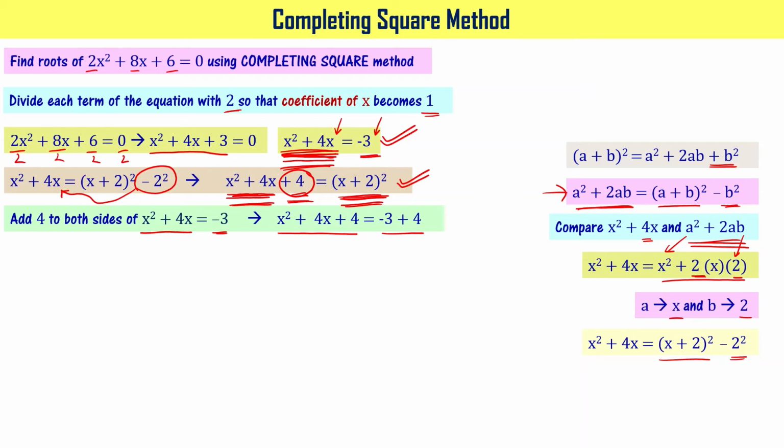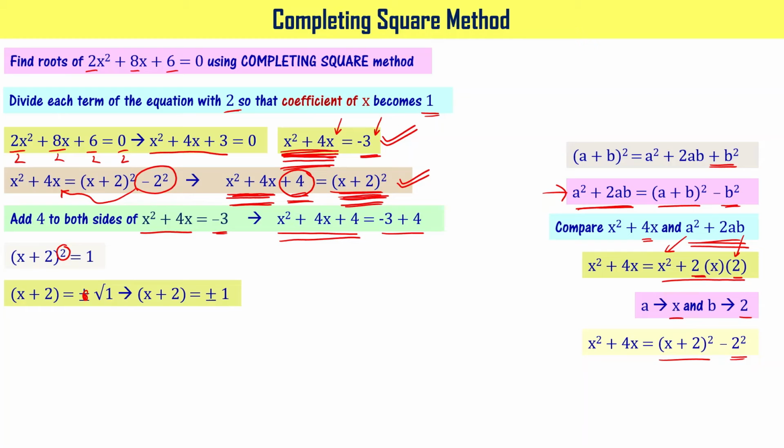Now we know x² + 4x + 4 = (x + 2)². Let's write that. So (x + 2)² = 1, right? So now what I can do is take this power 2 to the other side, so that I can write x + 2 = square root of 1, right? That is going to be equal to plus or minus 1.